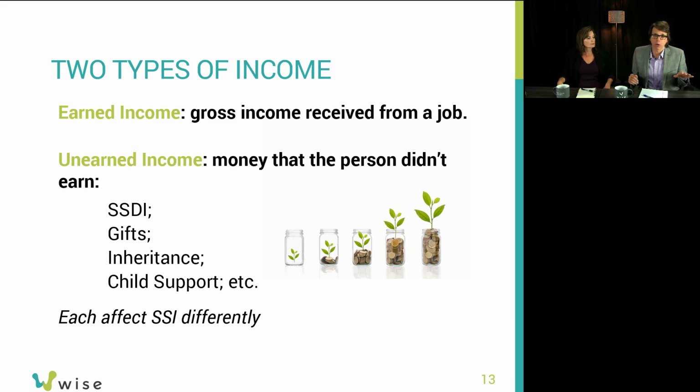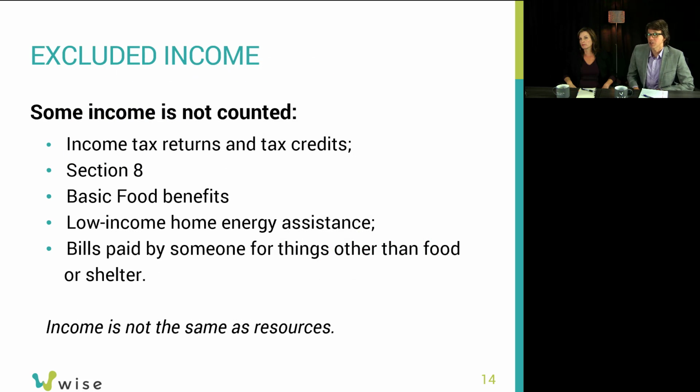And the reason we talk about earned income and unearned income separately is because each has a different effect on SSI. We find that the rules with unearned income are much less forgiving than the rules around earned income. And they do that because Social Security wants people to work. They've built in work incentives, so it has less of an impact on the SSI check when a person reports their gross wages.